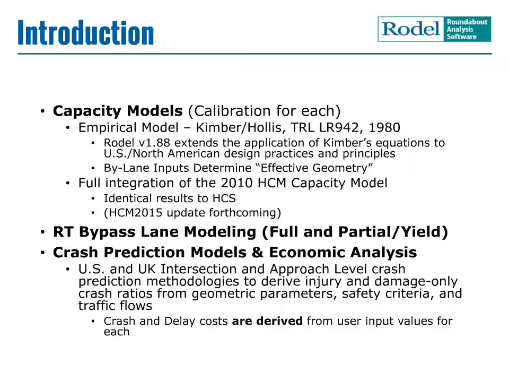It now includes full right turn bypass modeling, full right turn lanes, or partial or yield right turn lanes. It has 4 different types of right turn modeling. It now includes the crash prediction models and as well economic analysis to include US and UK intersection and approach level crash prediction methodologies. So your crash and your delay costs are derived from user input values for each. So you choose a specific crash model, you put in the costs, cost per type of crash and/or user cost with respect to delay, and it calculates that for you.